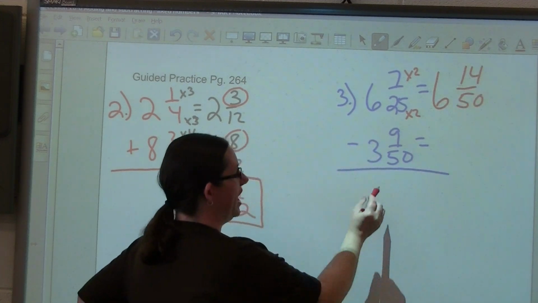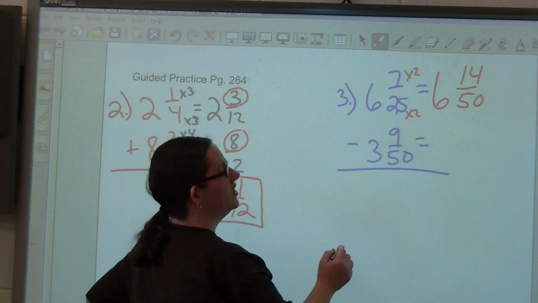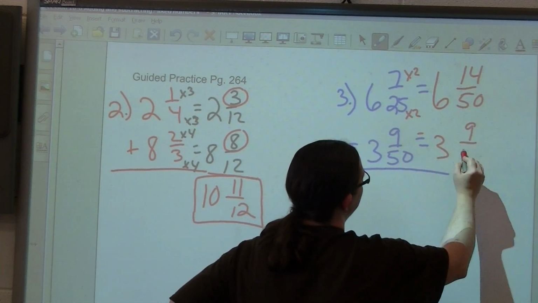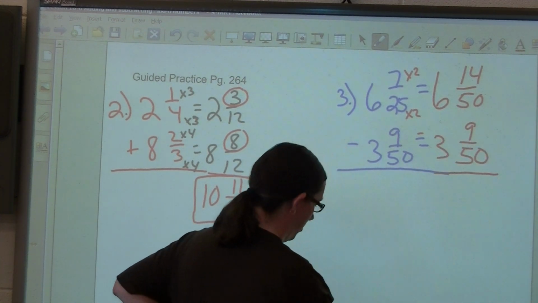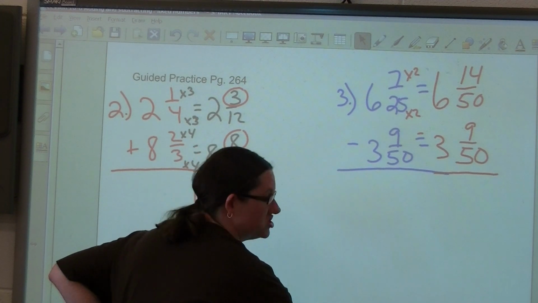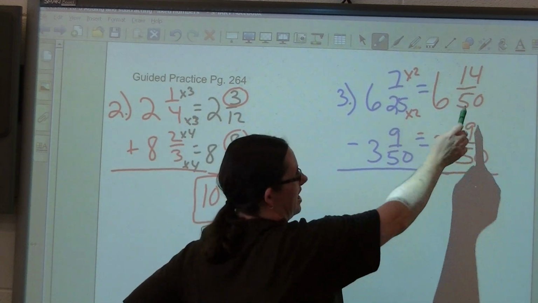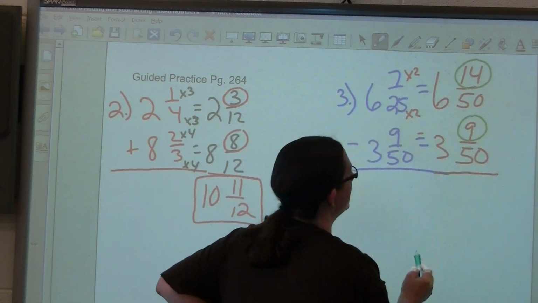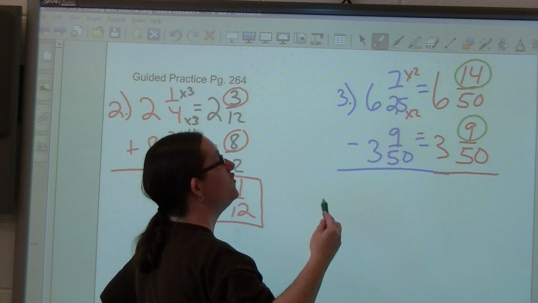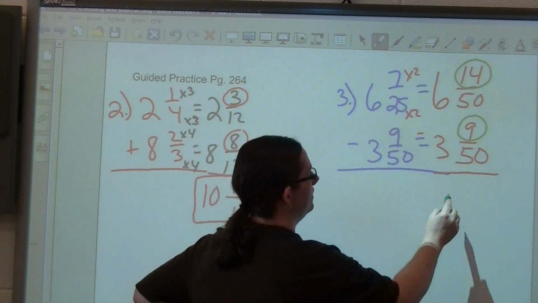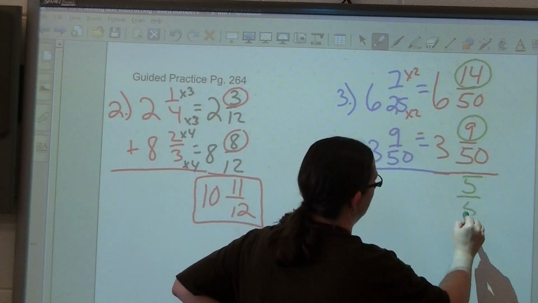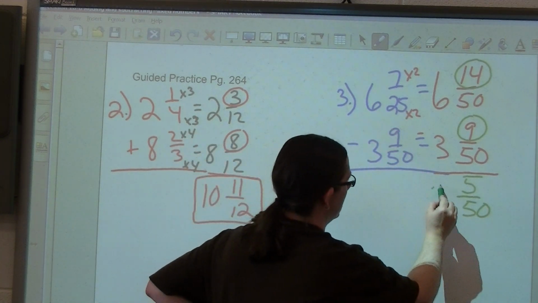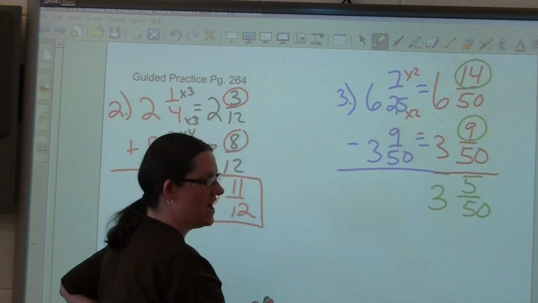14. Okay. What happens with the 3 and 9/50ths? Good. It stays the same, because they already have 50ths. Okay. Now we can move to our next step, which is to subtract the fractions. We have a common denominator. So now I take my numerators and subtract. 14 take away 9 gives us what? 5 over 50. And 6 take away 3 gives us what? 3. So now I have 3 and 5/50ths.